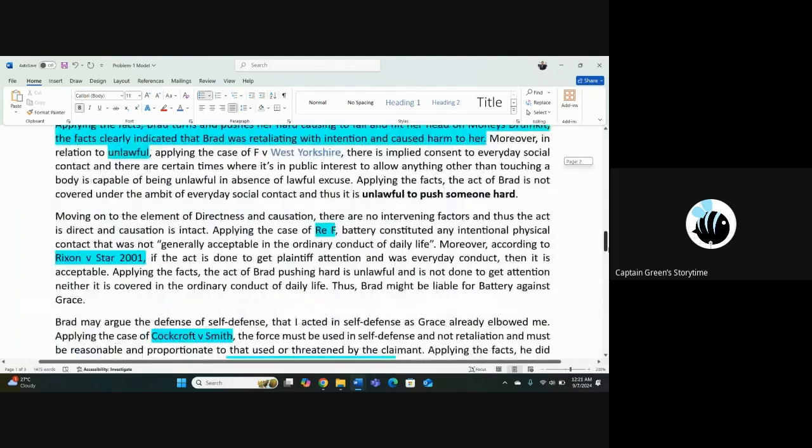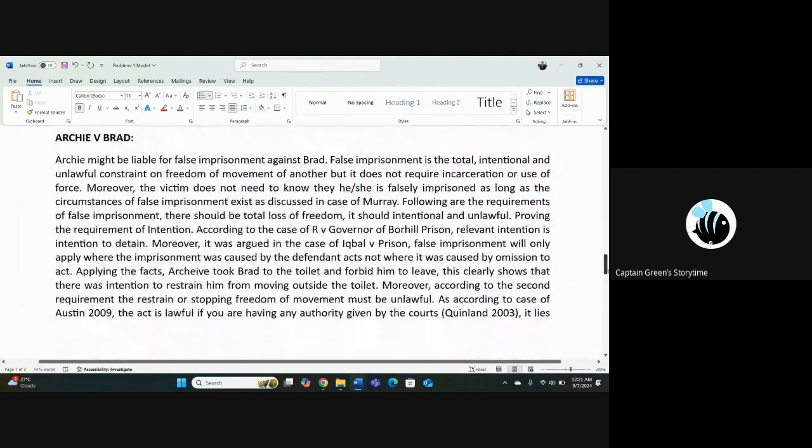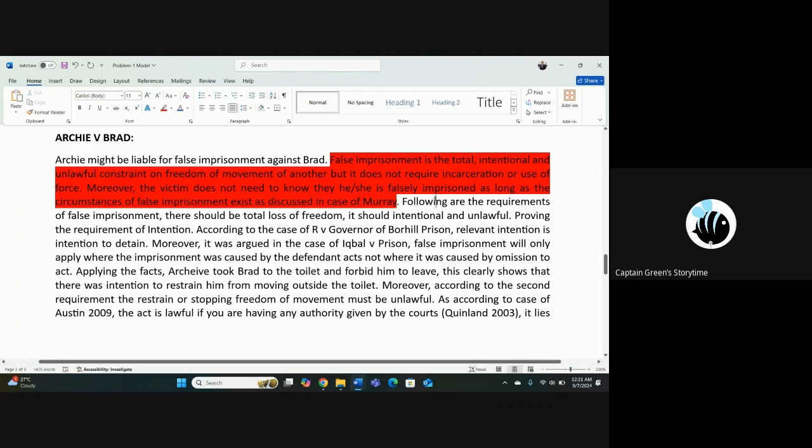Let's go towards my answer, what I wrote. Aki might be liable for false imprisonment against Brad. False imprisonment first comes with a definition. The victim does not need to know that he or she is falsely imprisoned as long as the circumstances of imprisonment exist, as discussed in the case of Murray. Again, I wrote the definition and then I used the case of Murray.